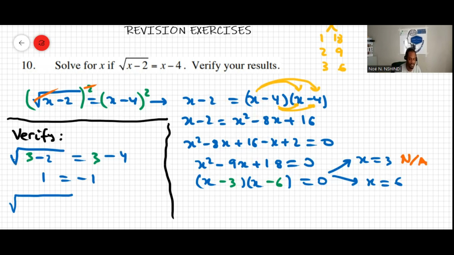So if, for instance, x was equal to 6, then 6 minus 2 is 4. The square root of 4 is 2. And 6 minus 4 is 2. So this is the value. So this is the only solution here. Okay. Thank you.